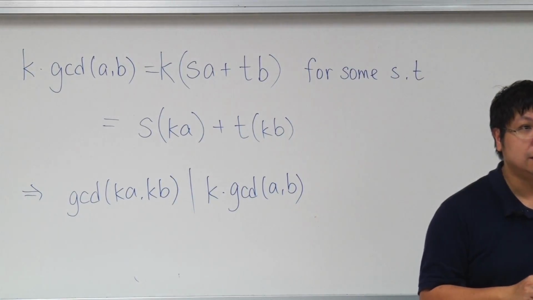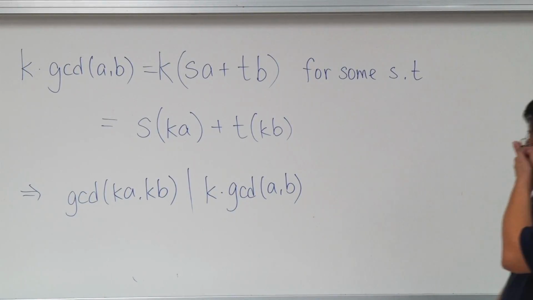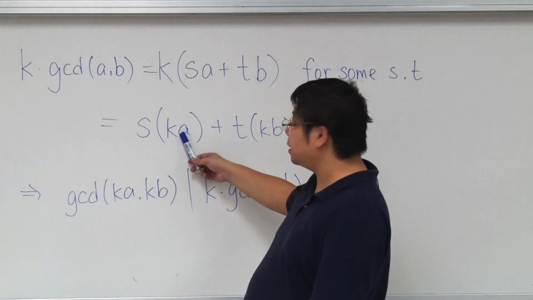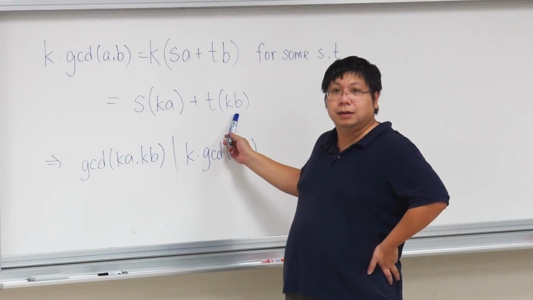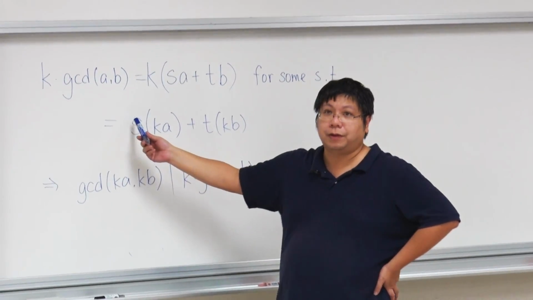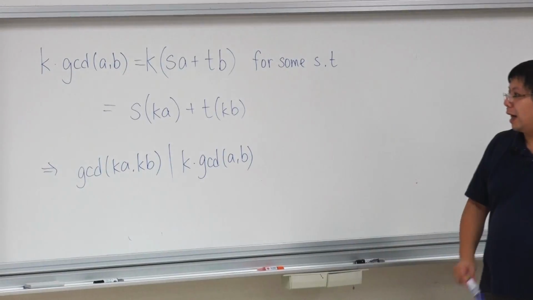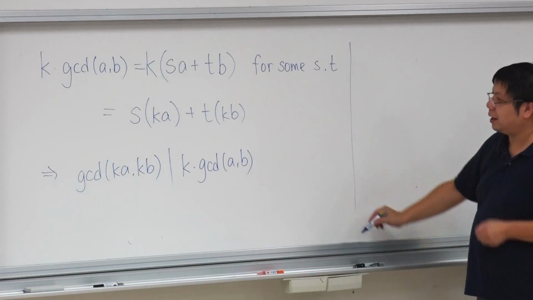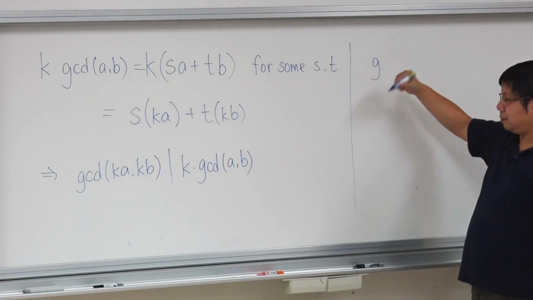Is that okay? Does that make sense? Because GCD of Ka, Kb divides this part, GCD of Ka, Kb divides this part, so it divides the linear combination of them, so it divides this one. Okay? Okay, the other side is similar.